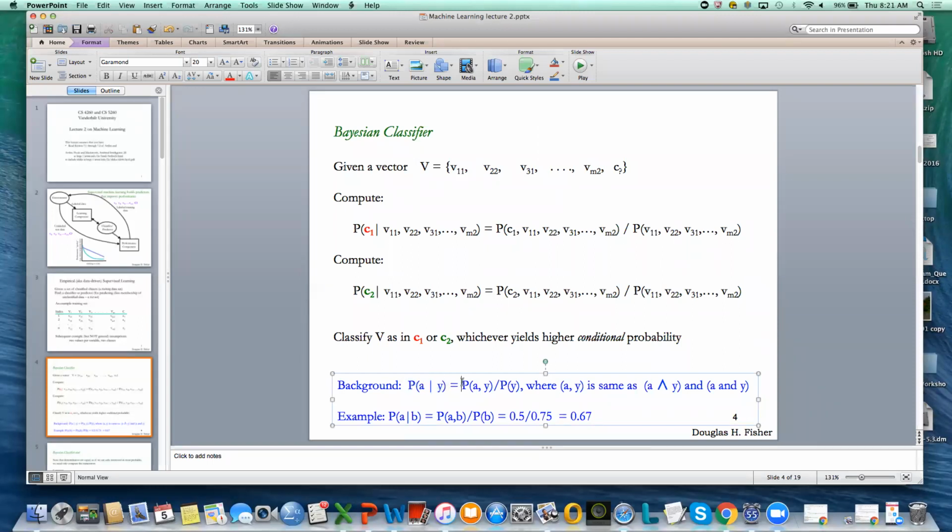Conditional probability is, again, just represented as a joint probability over both these factors divided by the probability of the conditioning information alone. Here's an example with particular values. The probability of A given B is equal to the probability of A and B divided by the probability of B.